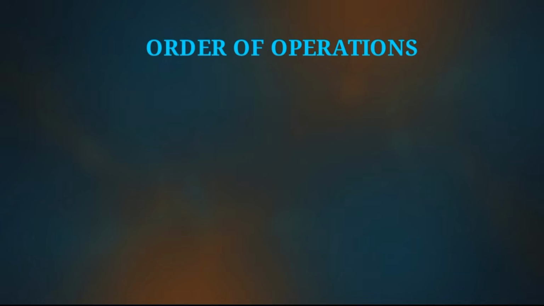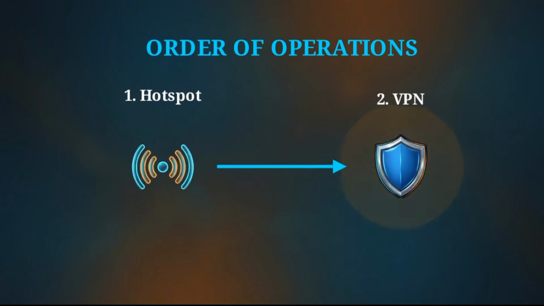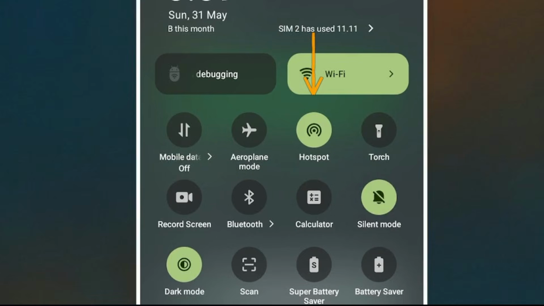Stop. Do not hit the Start button inside ZIVPN just yet. There is a strict sequence you have to follow here. Your mobile hotspot must be broadcasting before the VPN connects. Pull down your Android Quick Settings menu and turn on your mobile hotspot right now.